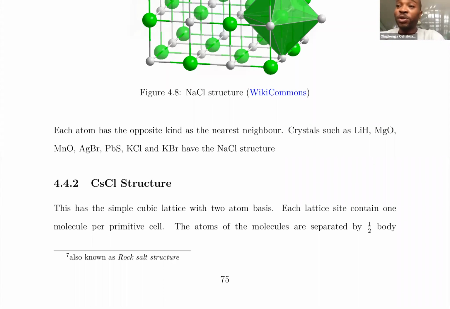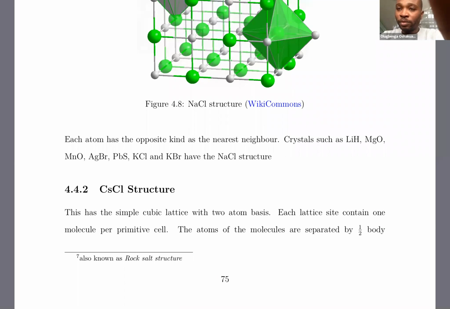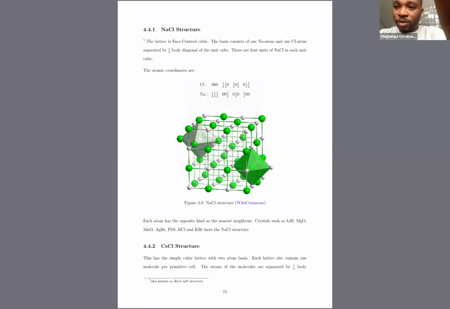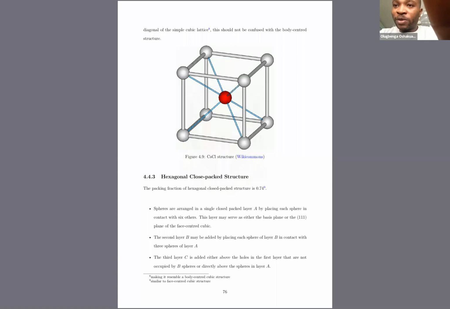So from there, let's go on to the cesium chloride structure. From the footnotes here, it tells us that sodium chloride structure is also called rock salt structure. And going to cesium chloride structure, let's look at the structure before even saying anything about it. Okay, this is the cesium chloride structure.